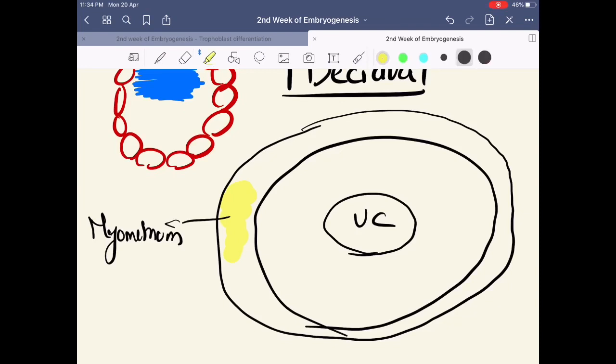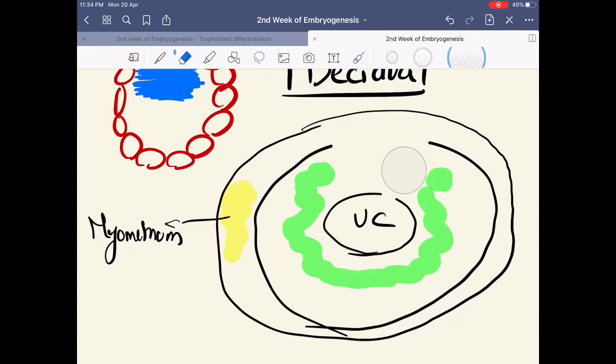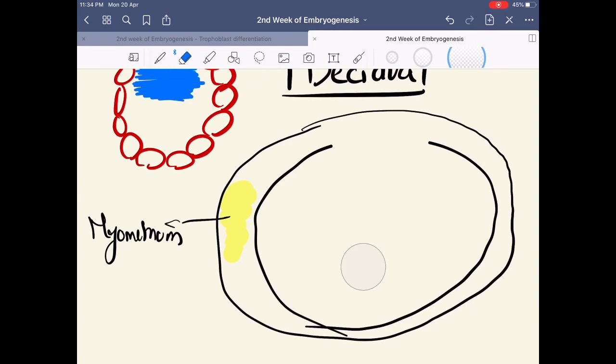What I've highlighted in green will be your endometrium, the endometrial stroma and all those things. I just drew that for you to understand. Now I'm going to draw it properly. Assuming that implantation has already taken place, I'm going to draw something.